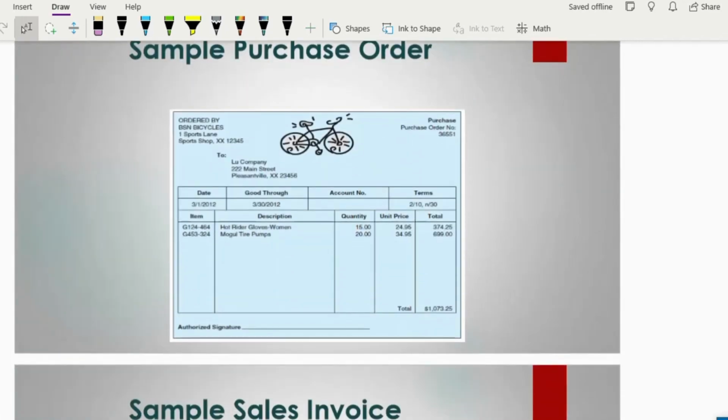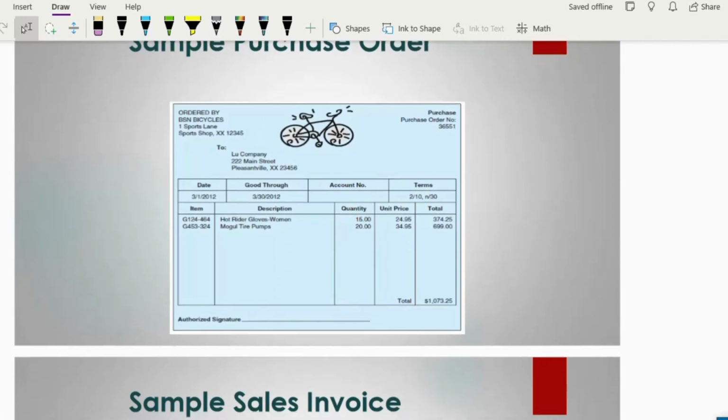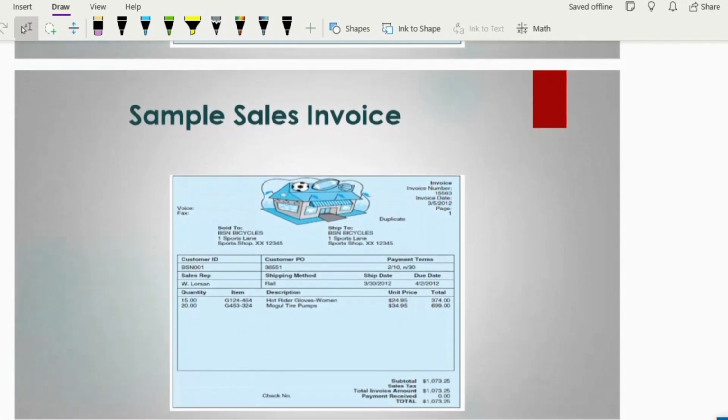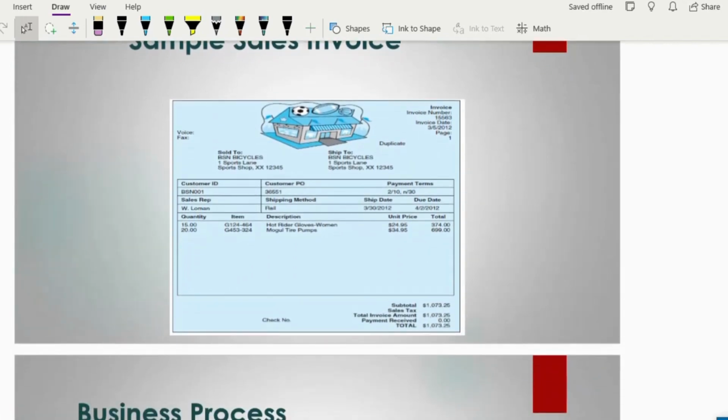This is an example of one of the source documents. This is a sample purchase invoice. You can see the name of the supplier, the unit price, the quantity, everything is written on it. This is a sample sales invoice. The seller is issuing this.